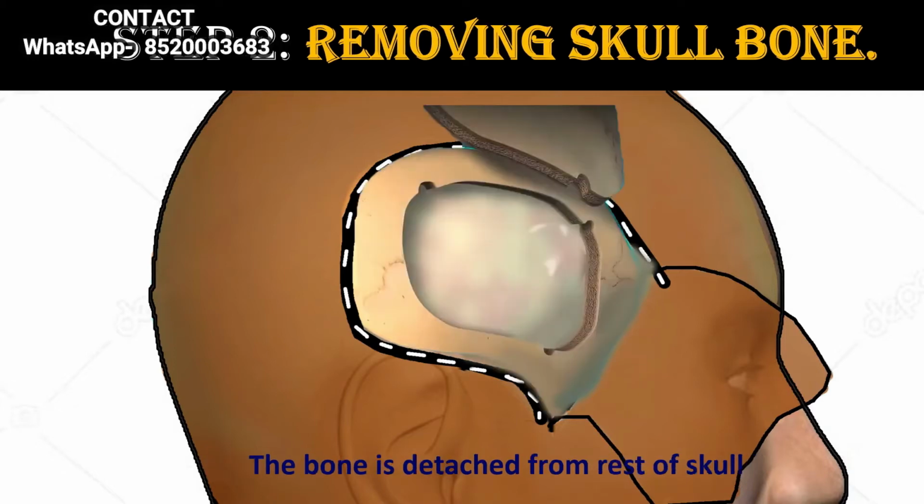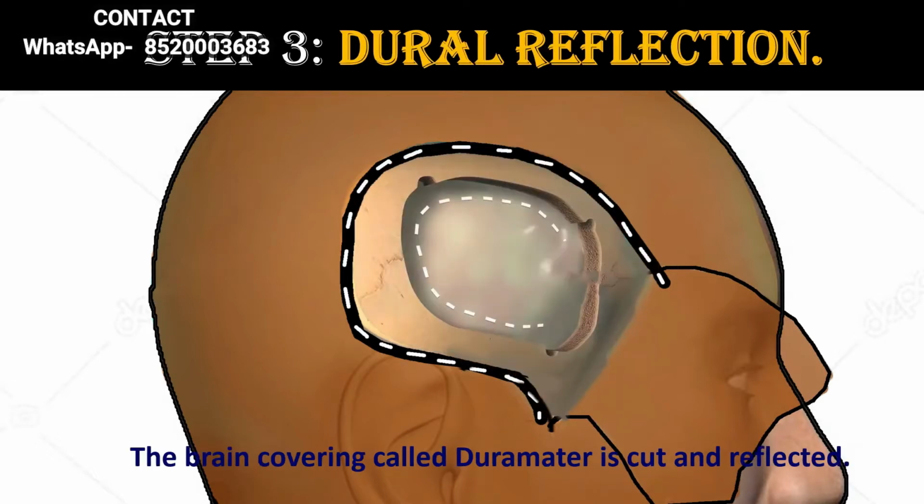Once the bone flap is separated from the surrounding skull, it is removed. So in this picture, this is the bone flap. It is being removed out. Once the bone flap is removed, what you are seeing below my cursor is a white, glistening, tough layer which is known as the dura mater. The dura mater protects the normal brain.